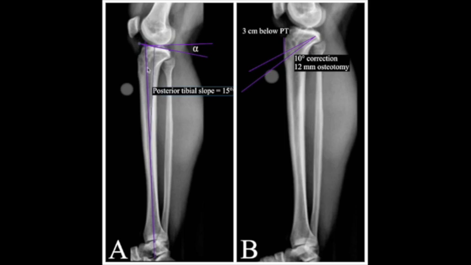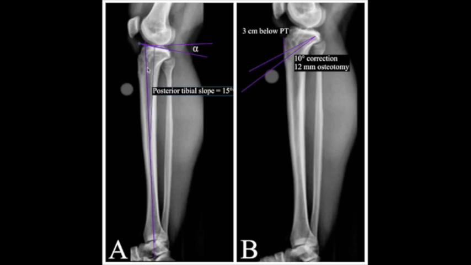Briefly, a first line is drawn parallel to the tibial plateau, and a second line is drawn from the most anterior part of the tibial plateau through the center of the tibial metaphysis and diaphysis. The angle formed between these two lines is then subtracted from 90 degrees and defined as the posterior tibial slope, as demonstrated in Figure A.